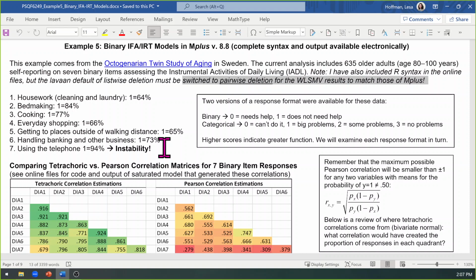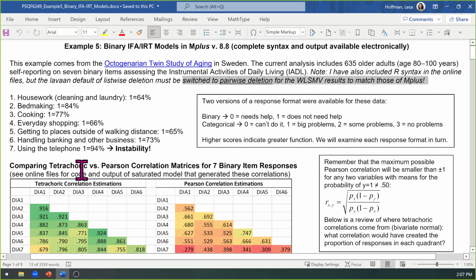These are real data. These are real older adults who were ages 80 to 100, answering 7 questions about their ability to live independently and complete tasks that vary in physical difficulty predominantly, as well as a little bit of mental stuff. So the items in this example: doing housework, making your bed, cooking, everyday shopping, getting to places outside of walking distance, so that would be like taking public transportation, handling banking and other sorts of business, so a little bit of mental stuff there, probably in addition to just organizing your files and things, and using the telephone, which was the easiest item. Most people could do that.